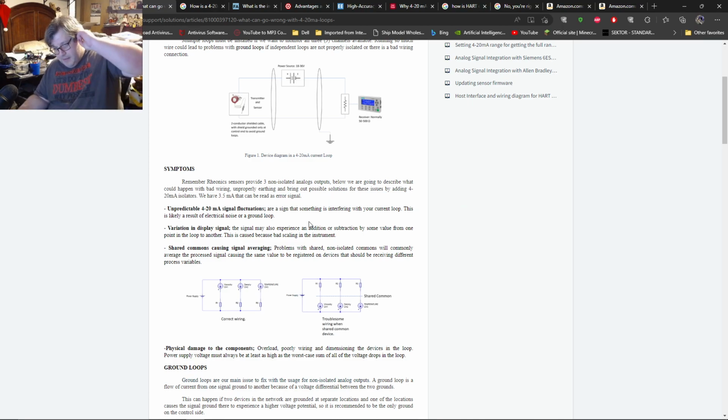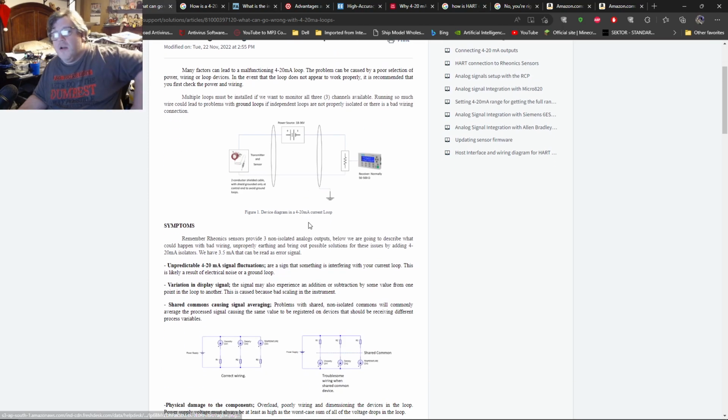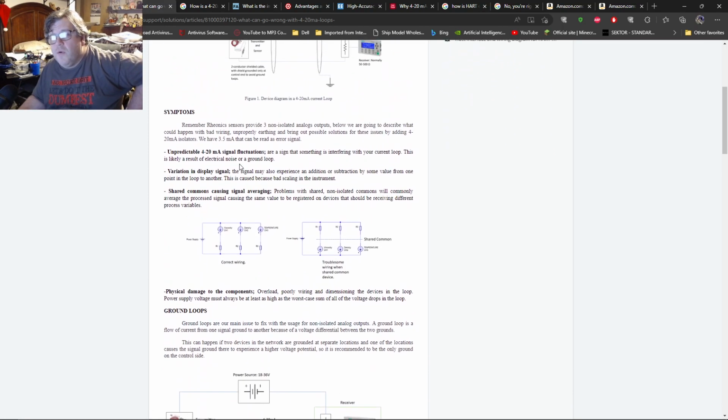All right. Okay, what can go wrong? Unpredictable 4 to 20 milliamp signal fluctuations, which are a sign that something is interfering with your current loop. This is likely the result of electrical noise or a ground loop. There you go. Variations in display signal. These signals may also experience an addition or subtraction by some value from one point in the loop to another. This is caused by bad scaling in the instrument.